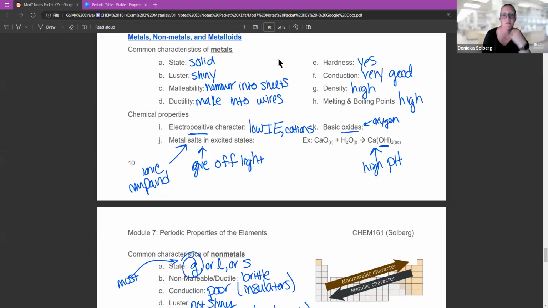Onto metals, nonmetals, and metalloids. So what I'm going to talk about is called metallic character. So things that have metallic characteristics. What are metallic characteristics? Well, that you should know. What are the properties of metals?